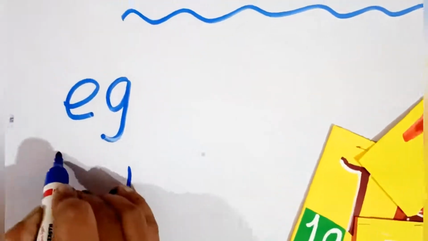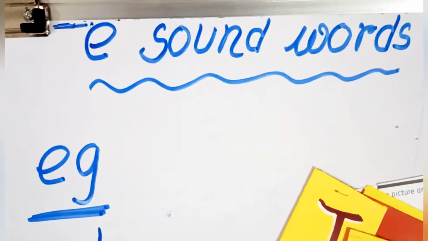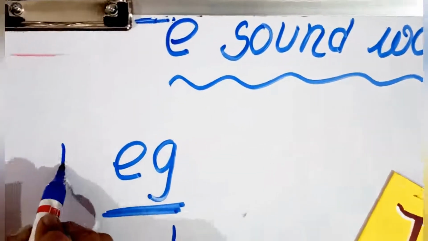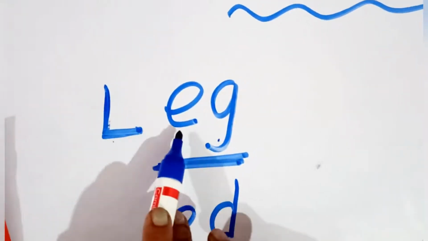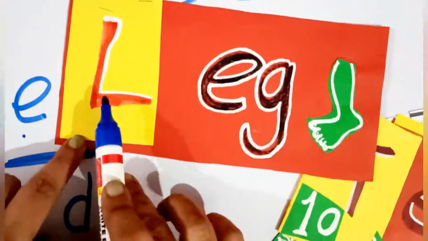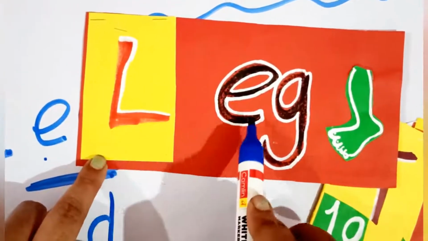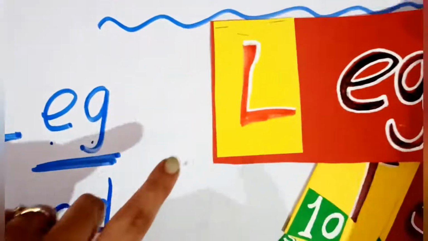First one is, we are taking the E-G sound word. If you write L before E-G, it will come like this: L-E-G, leg. How will you read it? Leg. L, eg, leg. You know, na? This is our leg and we have two legs. Okay, this one is the E-G sound word.